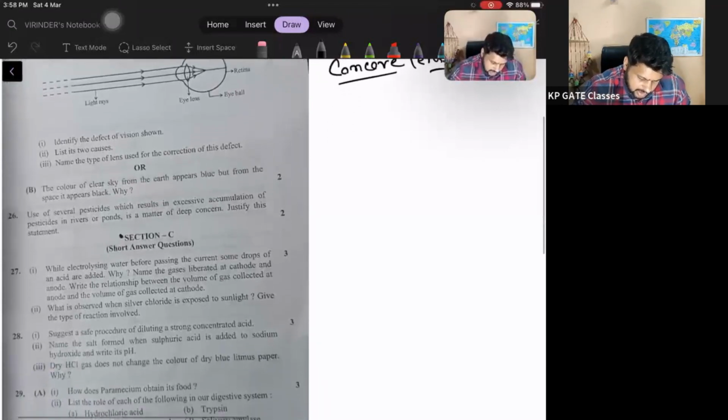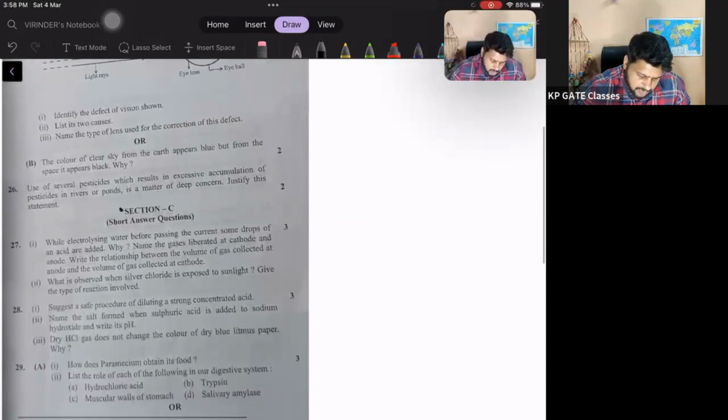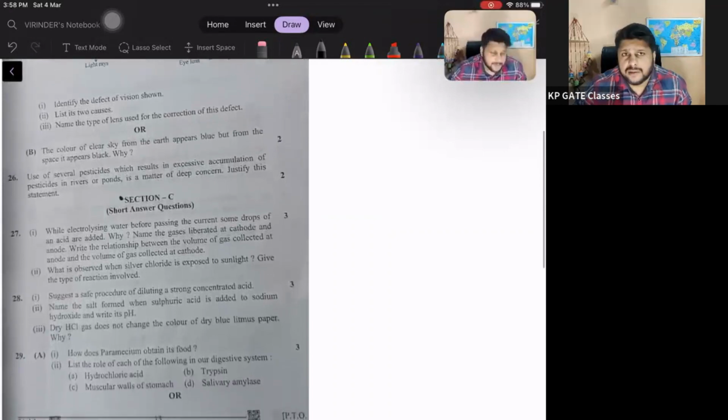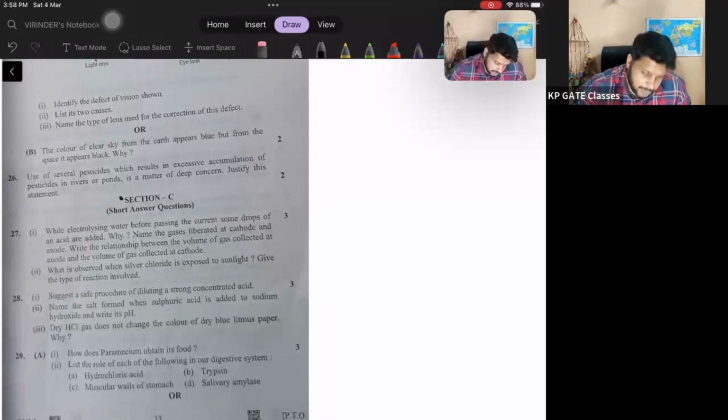The color of the clear sky from the earth appears blue, but from space it appears black. Simple question, because scattering is not happening. There is no atmosphere in space, so we are seeing it as black.